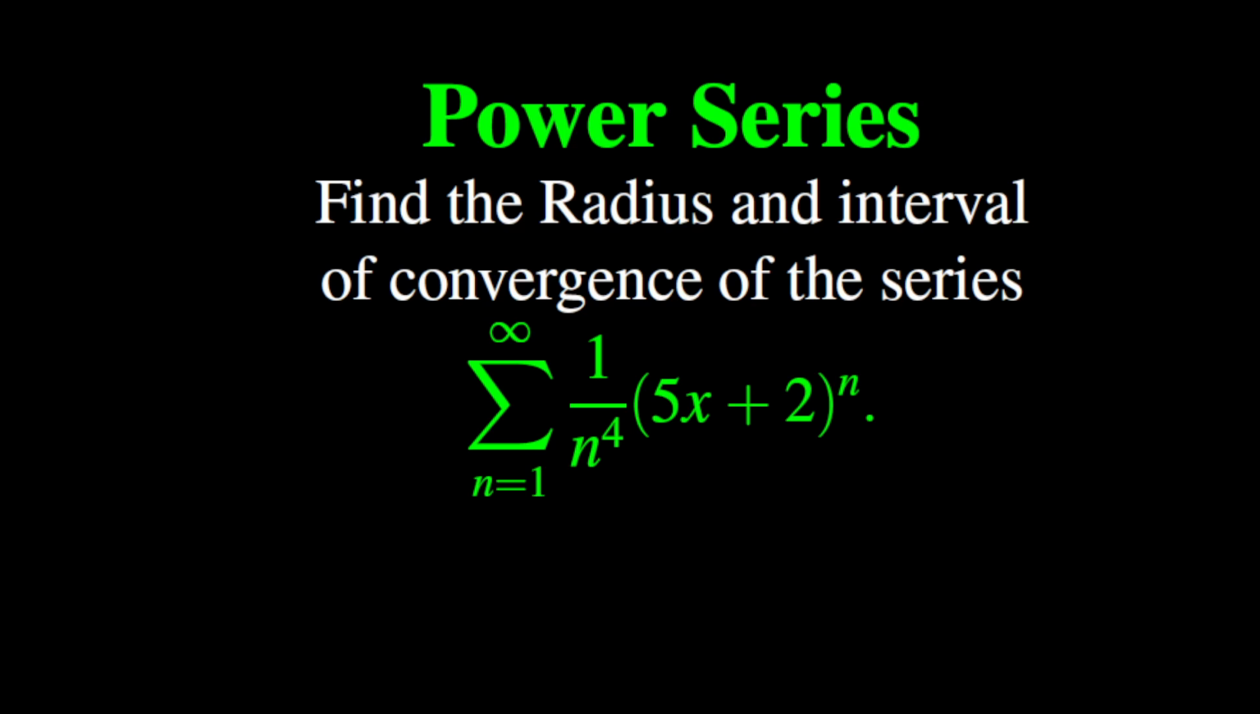In this problem, we will study the convergence of the power series with terms 1 over n to the power 4 times (5x plus 2) to the power n. We will precisely determine the radius and the interval of convergence of this series.